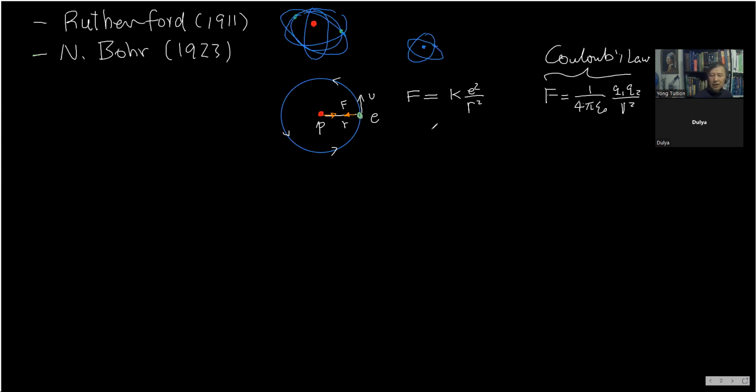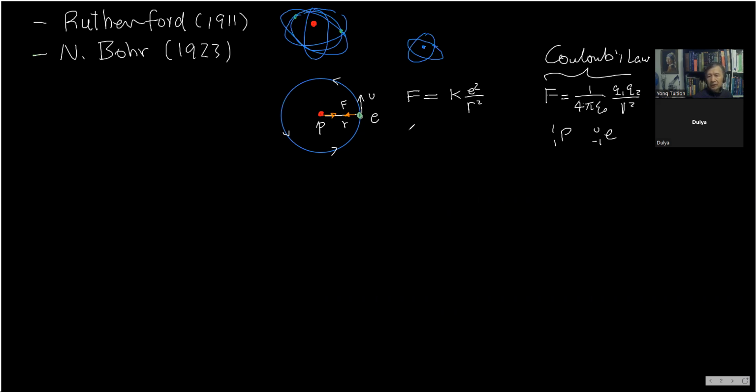The charge of the proton and the electron is the same in magnitude, although one is the proton and one is the electron. So both have charge e. That's why this is e squared.